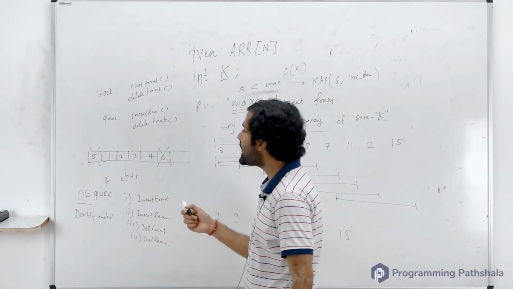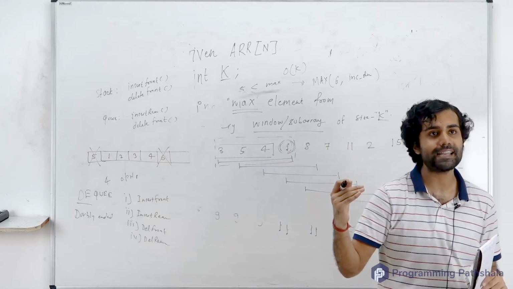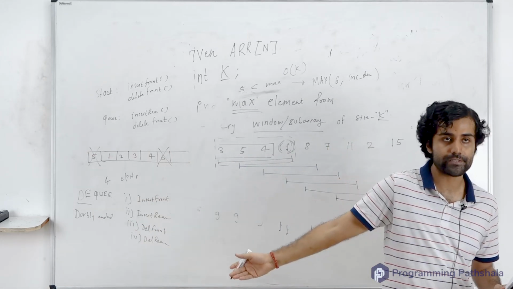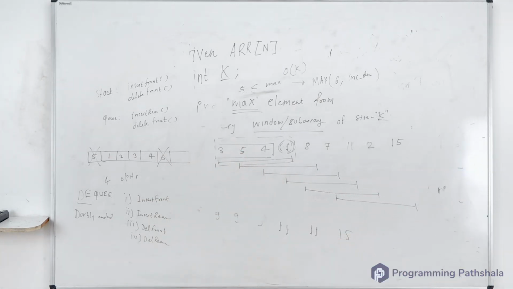Can someone imagine how this data structure would be implemented? I mean, you implemented a stack by using something as easy as arrays. You implemented a queue using arrays. So can someone imagine how this data structure would be implemented?